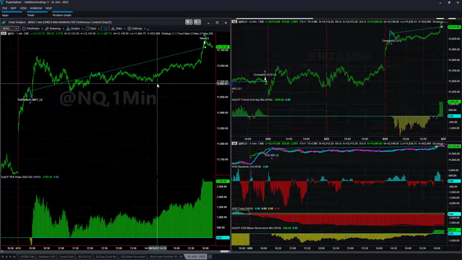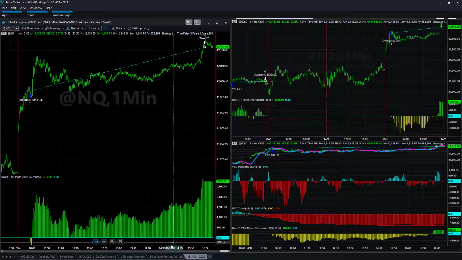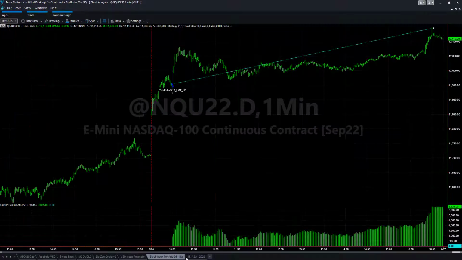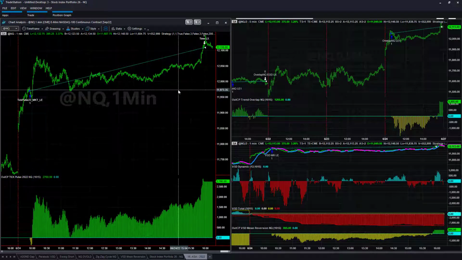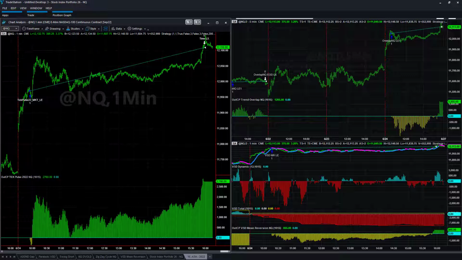So I wanted to share that with you, the differences between micros and minis and our latest version of Tick Pulse algorithms. We'll make some other videos on the portfolio calculator today, as well as some new strategies that we're looking at as we continue to do research.